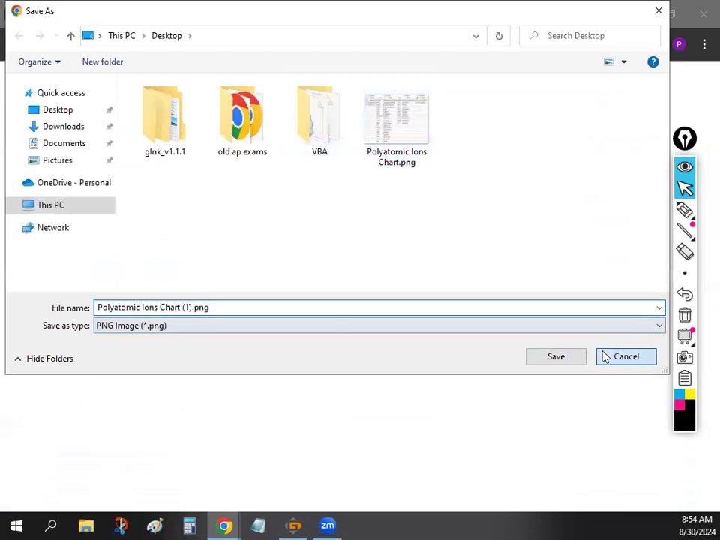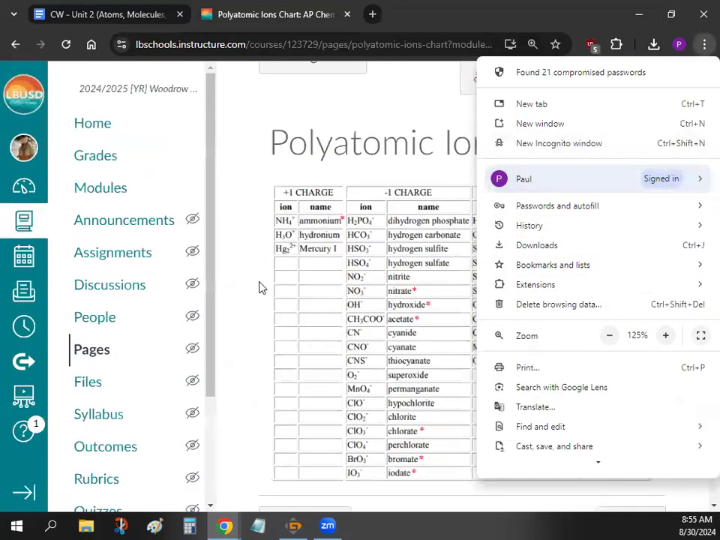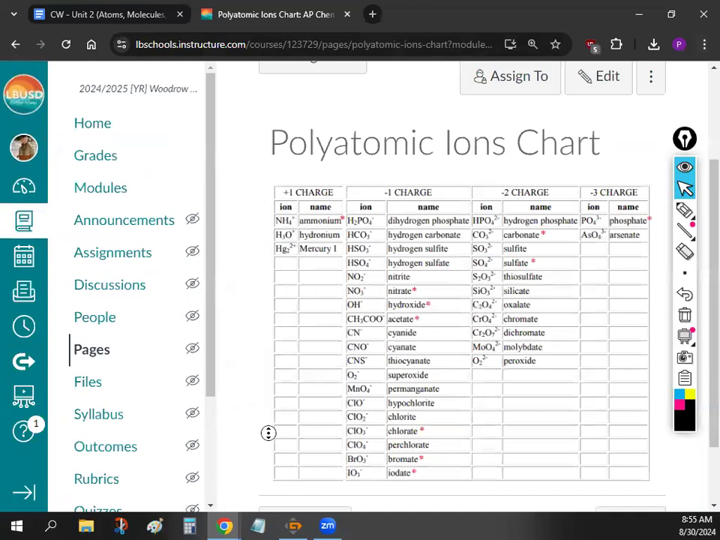Now, you do not need to memorize all of these. I'm going to be honest with you guys, I don't even have all of these memorized, okay?